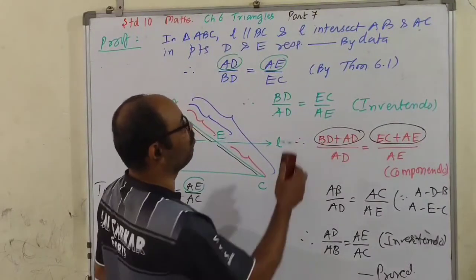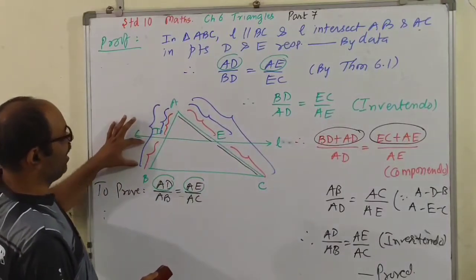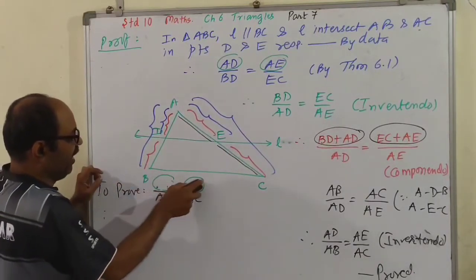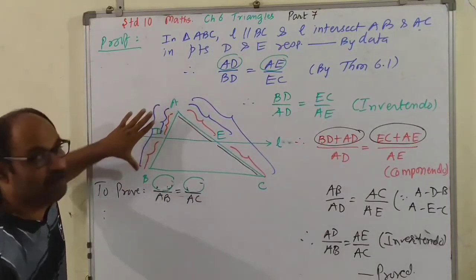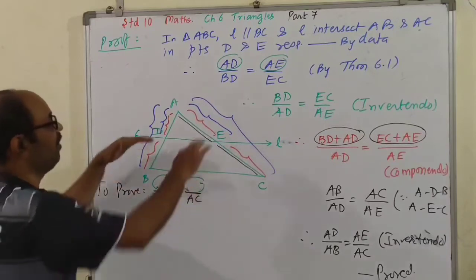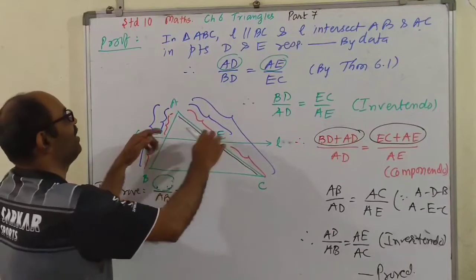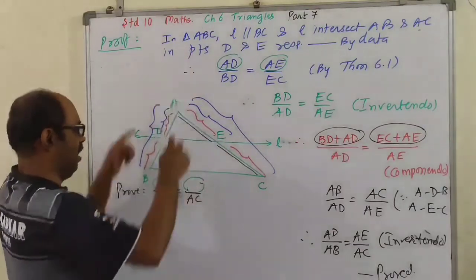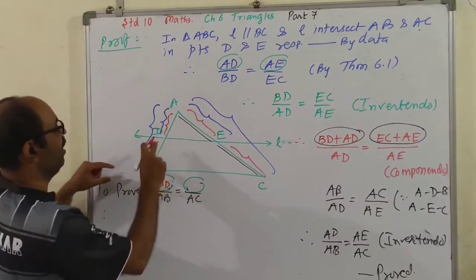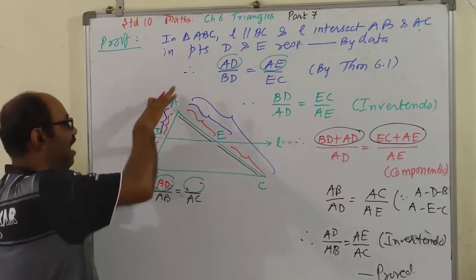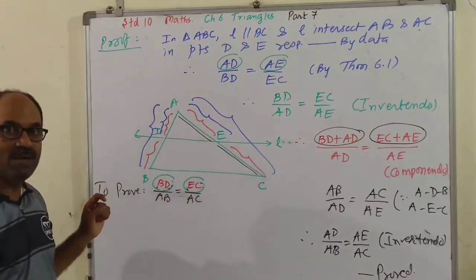Suppose you had to prove this: not AD upon AB. Instead of AD, see, AD is a part of this side, part upon whole side, part upon whole side. But we have 2 parts in the lower half plane of line L. Above and below L there are AD and AE, so that is proved. Now we can prove this also: BD, the part in the lower half plane, BD upon AB is equal to EC upon AC.